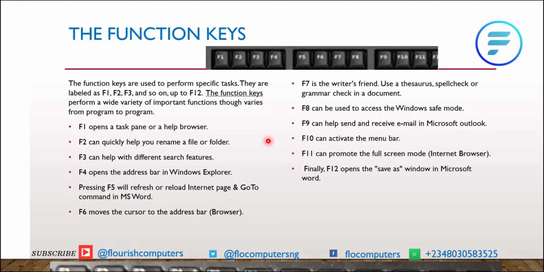What do I mean by that? If I use F5 on a particular application, what it does will be different from another application, depending on what you are working on. Now, I'm going to show you, especially if you are working on a Microsoft Word document or Microsoft Office, some of the key important function keys that you can use in order to get your job done faster. Let's look at some of those functions right now.